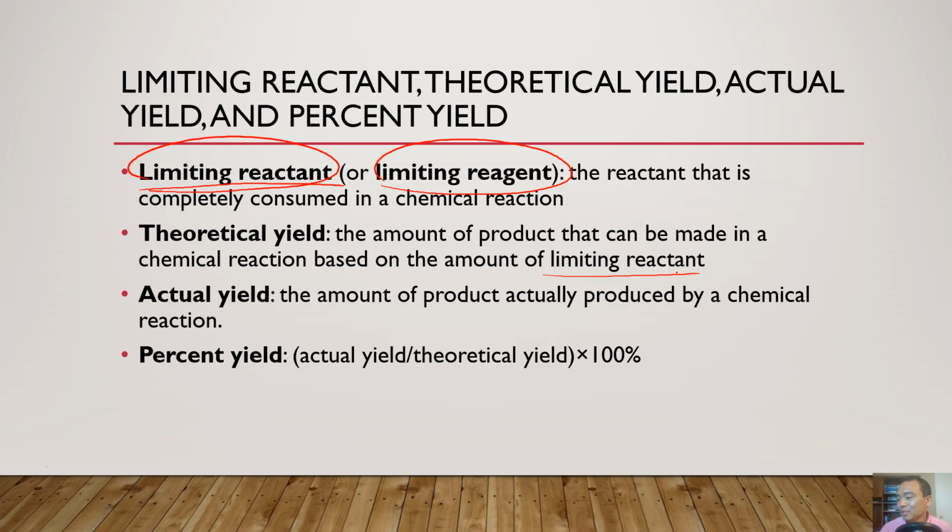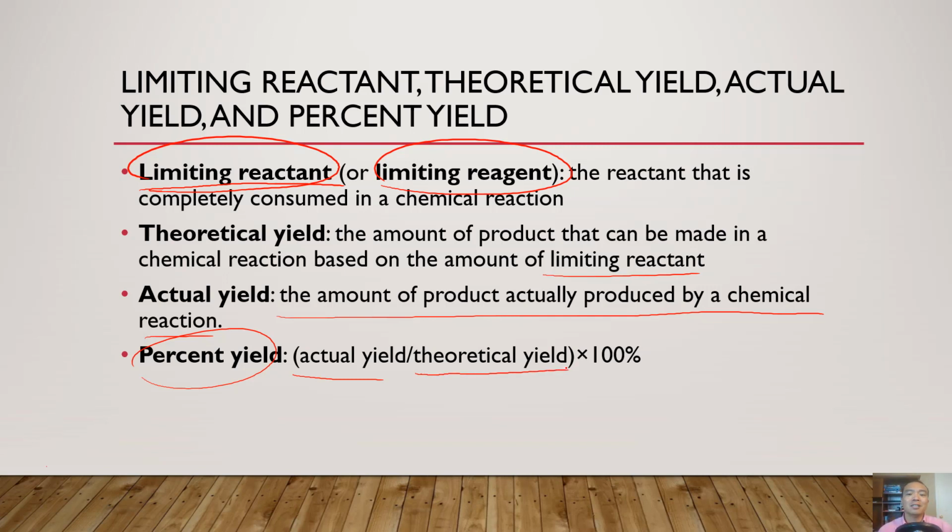Okay, actual yield is the amount of product actually produced by a chemical reaction. So you might calculate how much of the product can be generated, which is the theoretical yield. But in reality, you might have lost some of the products you collected because it got dissolved in water. It got lost in the procedure. So the actual yield must always be smaller than the predicted theoretical yield. The percent yield is the actual yield divided by the theoretical yield times 100%.